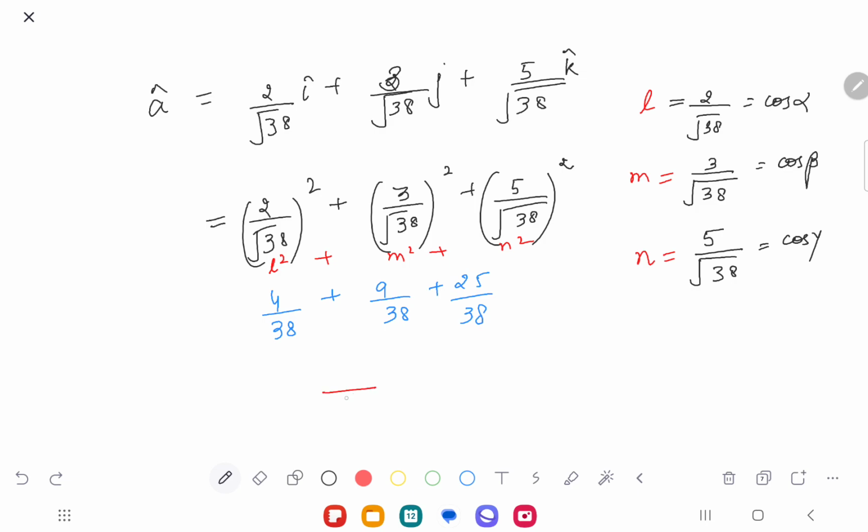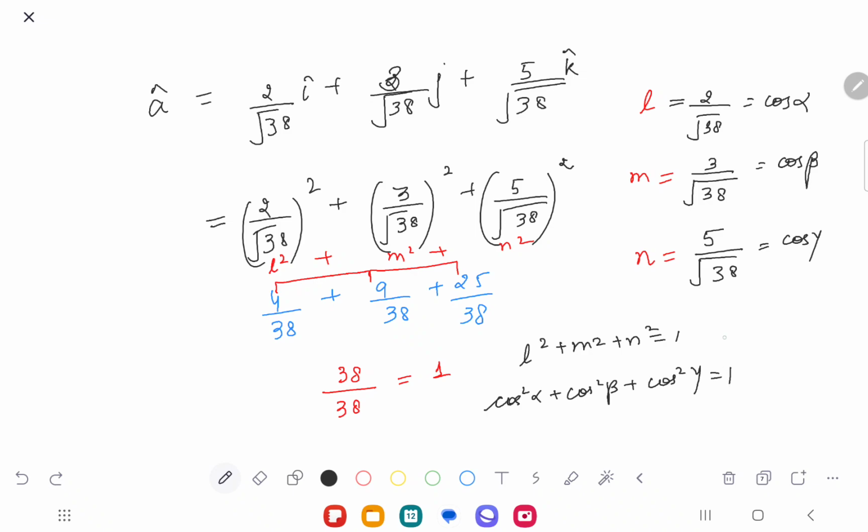So if you add this up, the denominator is the same and the numerator adds up to 38, because 4 plus 9 is 13, 13 plus 25 is 38. And that comes out to be 1. So can I conclude from here that L square plus M square plus N square is nothing but 1? And cos square alpha plus cos square beta plus cos square gamma shall also be 1. Understood or not? Yes, ma'am. So this is about my direction ratio and direction cosine.